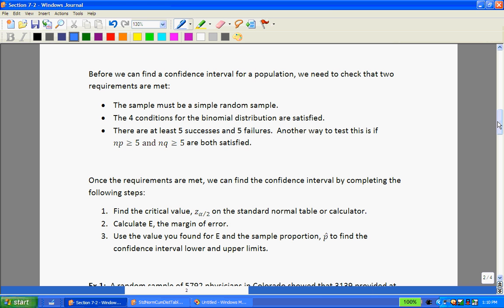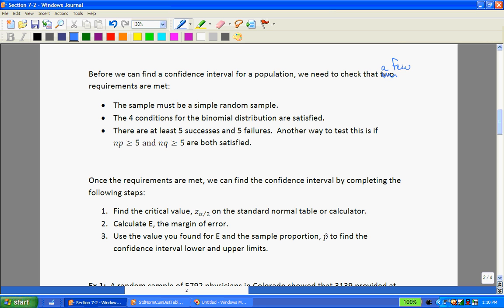Now, before we can find a confidence interval for a population, we need to check that a few requirements are met. One of the requirements: the sample must be a simple random sample. So although we've learned a lot of different sampling techniques such as stratified and cluster, we don't want anything like that. We want just a simple random sample, where you randomly select members to be a part of the sample.